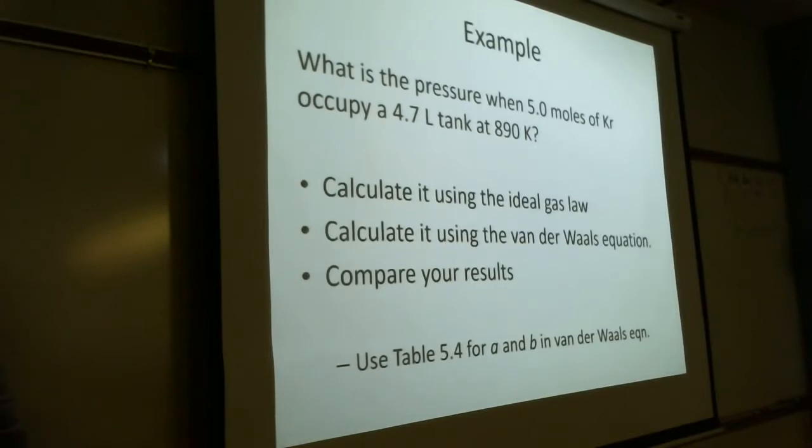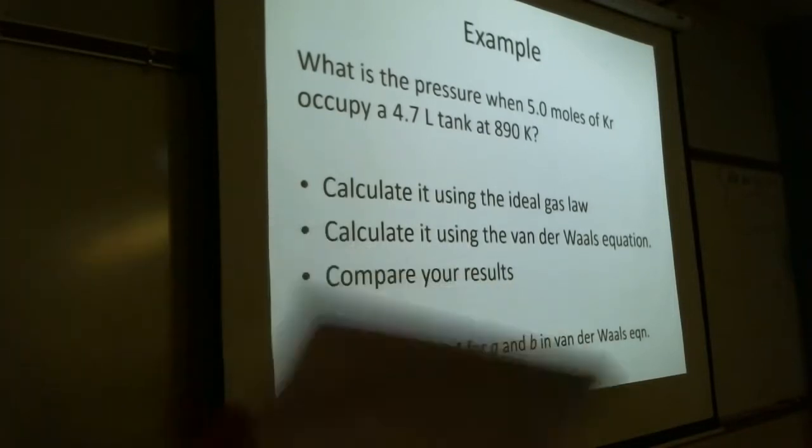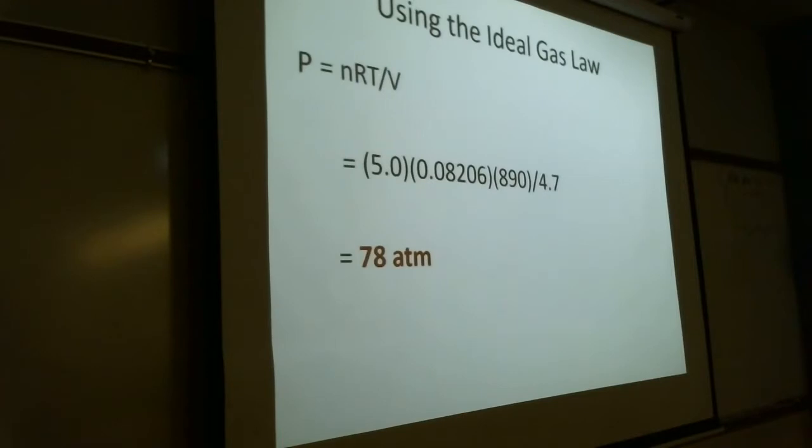So we're going to calculate it two ways. We're going to calculate it using the ideal gas law, and then we're going to compare that to what we get when we use the van der Waals equation. Okay? And again, A and B are constants for each gas. So I would give you this, and I will also give you the van der Waals equations. All you have to do is do the arithmetic. So here's what we get with the ideal gas law. P is nRT over V, so that gives me a pressure of 78 atmospheres. That's what ideal gas law gives me.